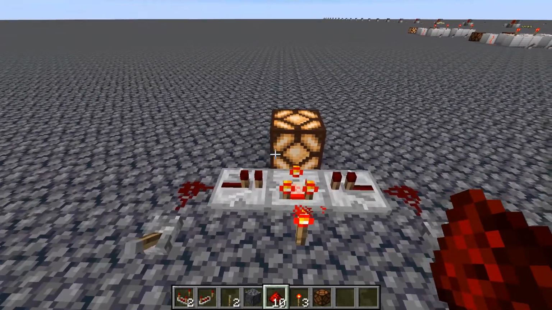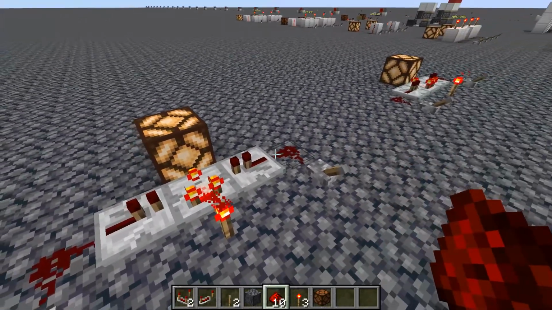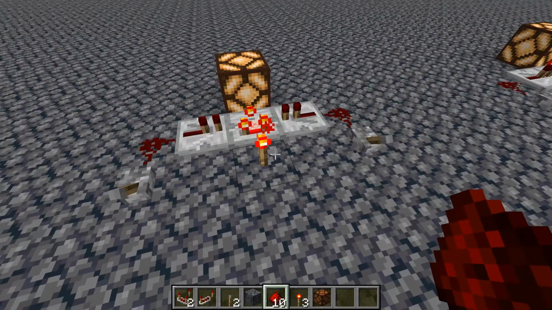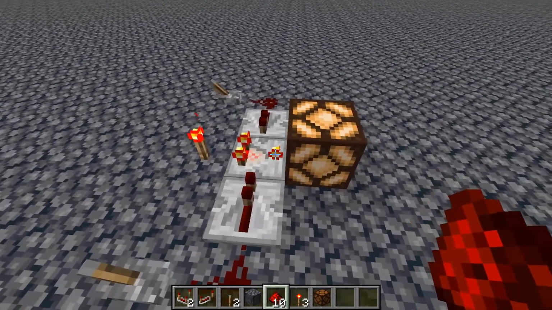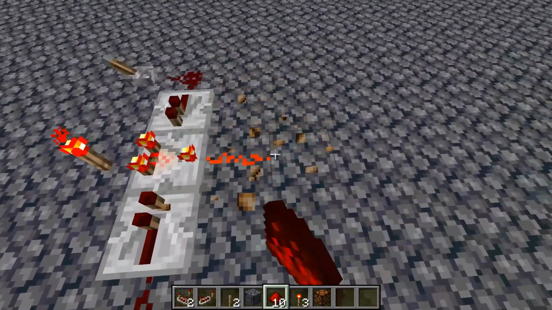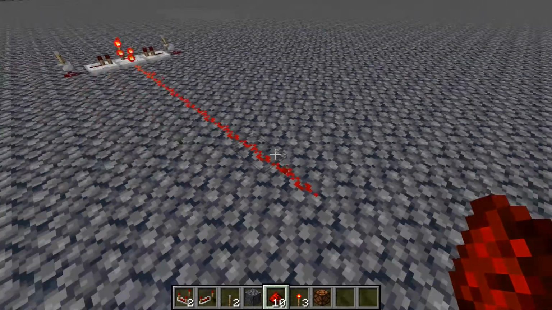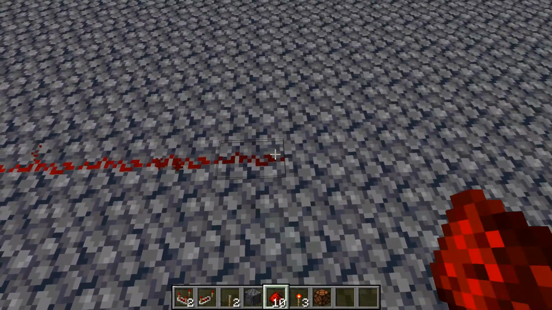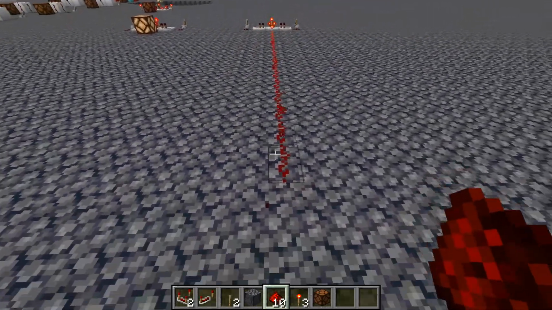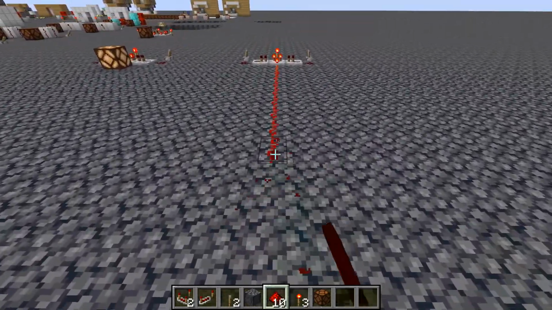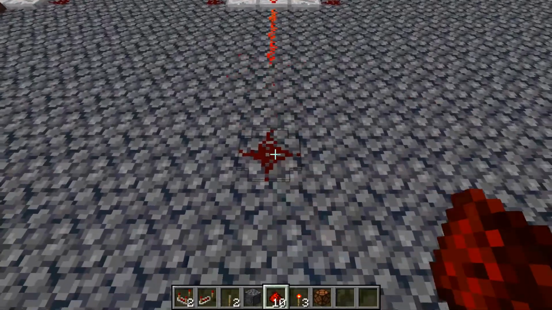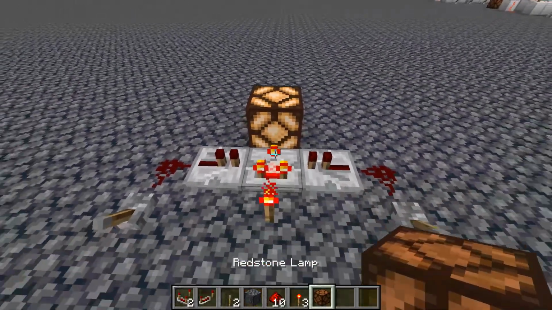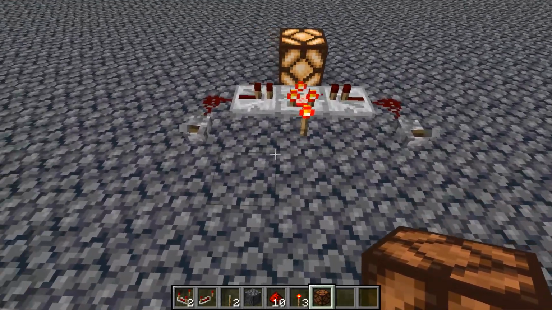So we've got 15 minus 0, which is 15. It then takes the max of 15 and 0. So that is why this comparator is outputting at full strength. You'll notice that this actually outputs at full strength for a full 15 blocks or so. So as you can see, it does a full 15 block strength redstone signal from the comparator, but obviously we don't need that because we've got the redstone lamp to show that it turned on.